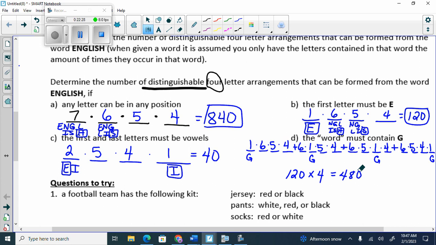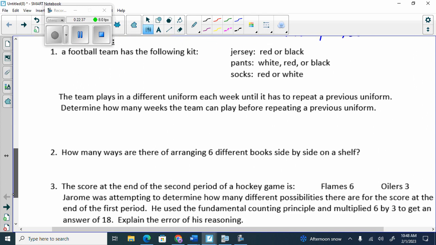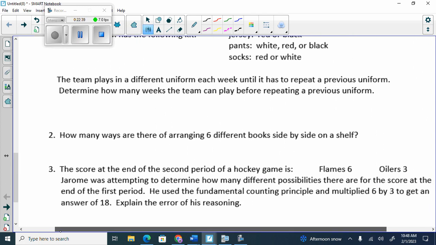So tomorrow we're going to start with daily review questions as well. And I normally don't give this much time, so you should be very happy with this. But here are questions to try. These are going to be the questions you're going to do. I want to draw your attention to number 3 for a second.